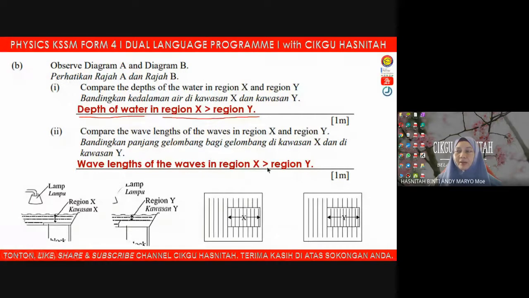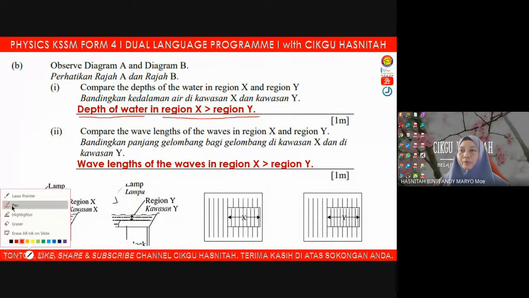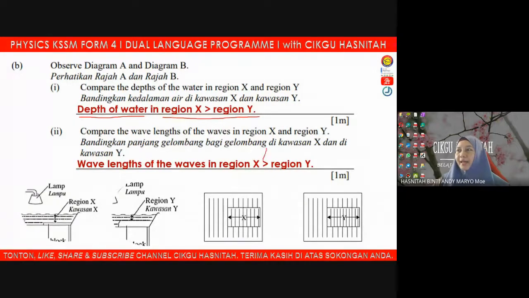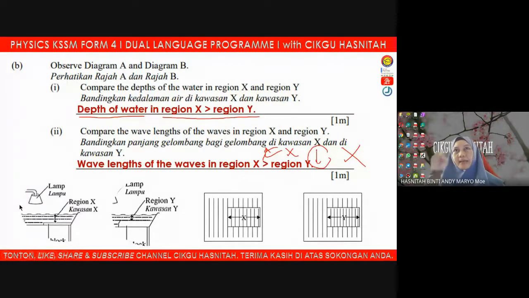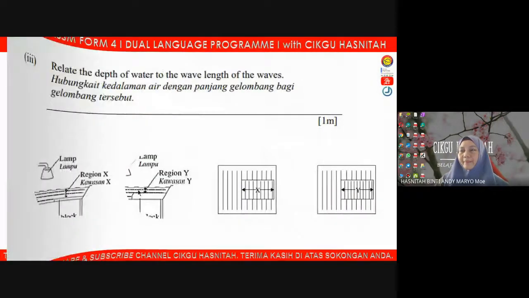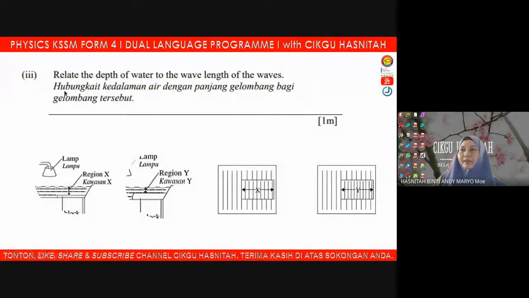Again, you can use a mathematical symbol, no problem. But you don't use the arrow. Don't use symbols like this: region X high, region Y low. This is not a functional mathematical symbol and it is rejected. Make sure you use a correct mathematical symbol to represent equal, greater than, or smaller than. Then number 3, relate the depth of the water to the wavelength.